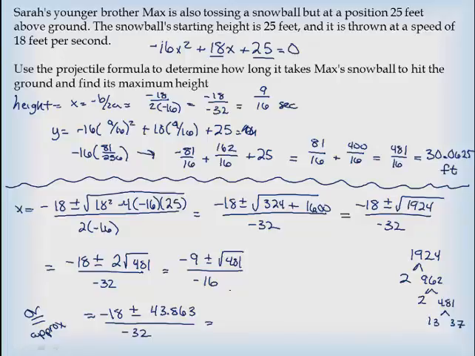And I'm going to get negative 61.863 over negative 32, and I'm going to divide by 32 to get 1.93 seconds. Again, this is the most accurate answer, but we need to approximate it because we're looking for time. So we're going to get 1.93 seconds.